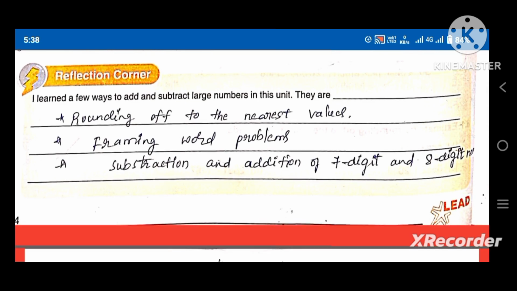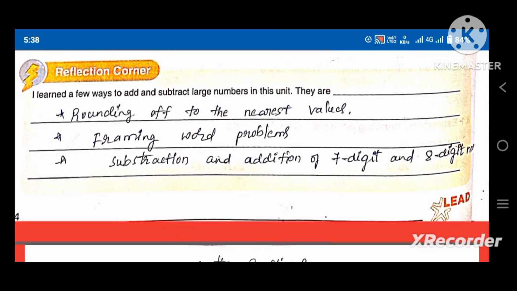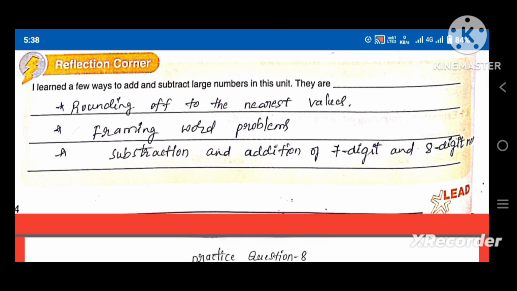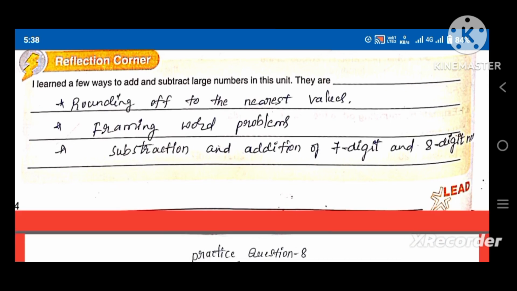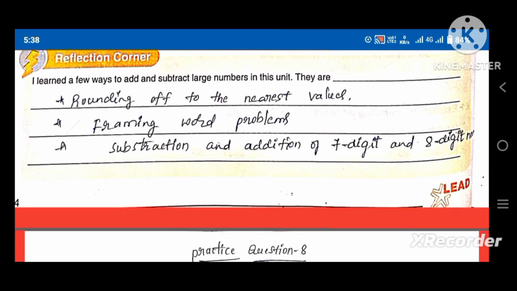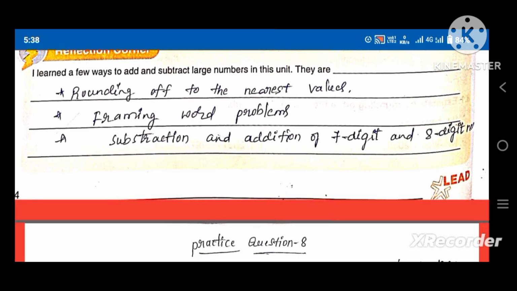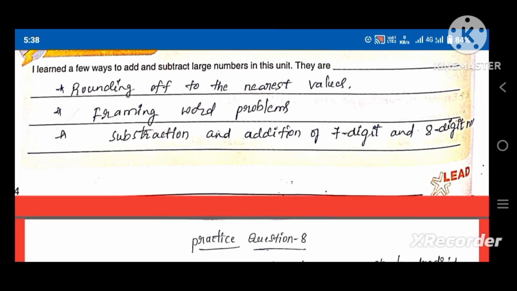Reflection corner. I learned a few ways to add and subtract large numbers in this unit. They are rounding off to the nearest values, framing word problems, subtraction and addition of 7-digit and 8-digit numbers.